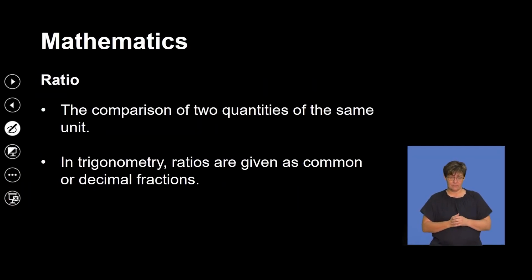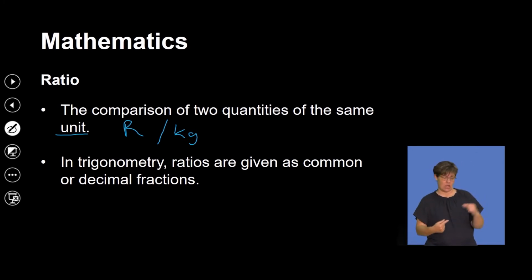Now, a ratio is the comparison of two quantities of the same unit, right? So I cannot compare rands to kilograms. That will not make sense, right? So the ratio that I would want, if I want a ratio of rands, it will have to be rands to rands, kgs to kgs, grams to grams. So it must be two quantities that have the same unit.